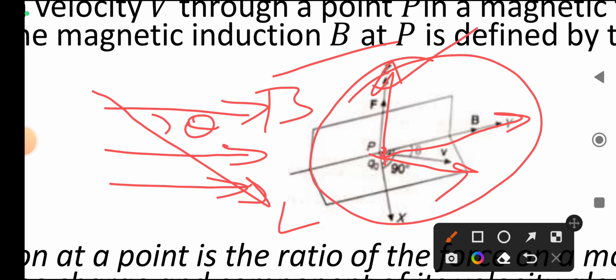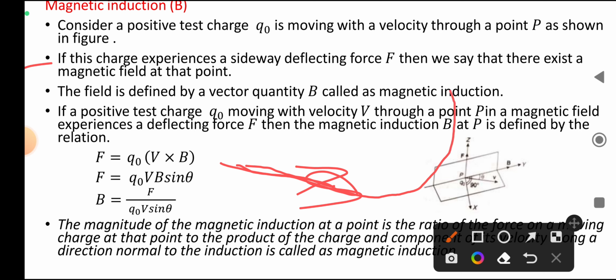Next point, if this charge experiences a sideway deflecting force, then we say that there exists a magnetic field at that point. Suppose the particle is traveling in this direction, and instead of traveling straight, it deflects sideways like this. Then we can say that a magnetic field is acting on this test charge, that means a magnetic force is acting.